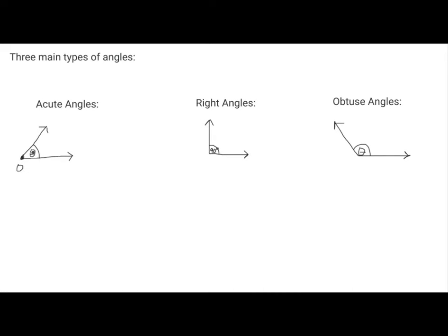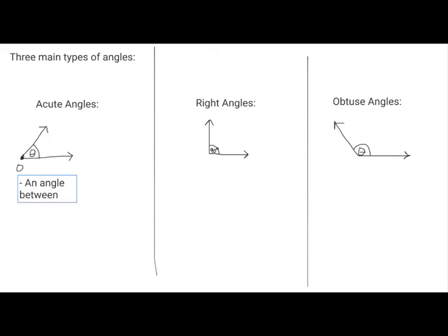And this symbol that I'm drawing here and here is theta, and it just represents an angle. So this is kind of how the different angles look. And a more formal definition of these angles is the following. So an acute angle can be defined as an angle between 0 and 90 degrees.